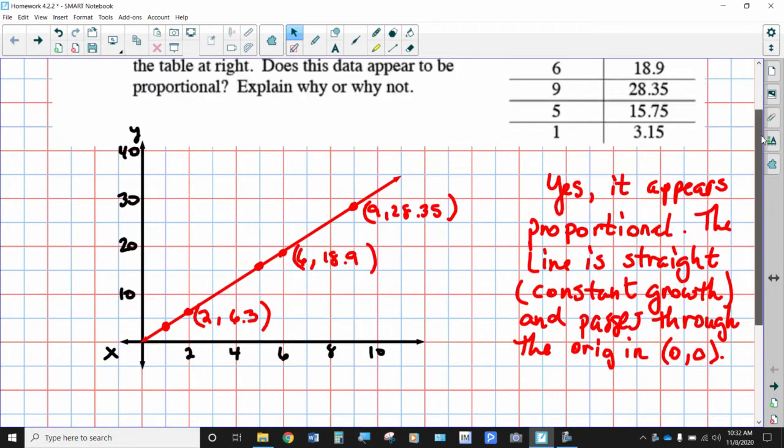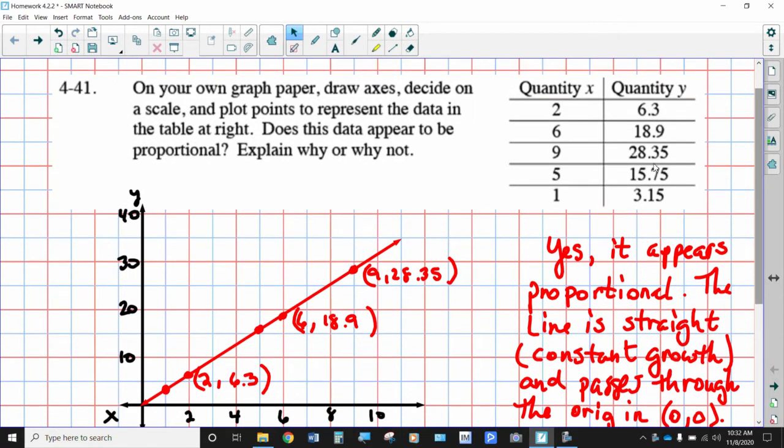With the y-axis, which are these quantities, we want to be able to get up to about 30 or higher. So I decided to count by fives on the y-axis so we could easily space it out and get past 30. Now when we plot these points, 2, 6.3 is located right around here. 5, 18 point, where is 5? 5 is right there.